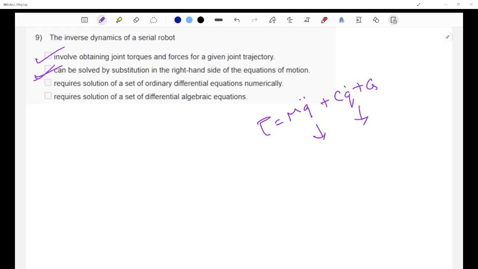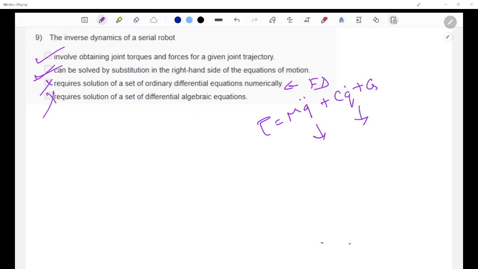Then the third option is require solution of a set of ordinary differential equations numerically. No. Solving ODEs is required for forward dynamics, not inverse dynamics. So this is wrong. And the fourth option is, it requires solution of a set of differential algebraic equations. Differential algebraic equations appear in parallel robots where constraints exist. Serial robots do not produce these differential algebraic equations. Thus, inverse dynamics of serial robot does not require this. So this is also incorrect.